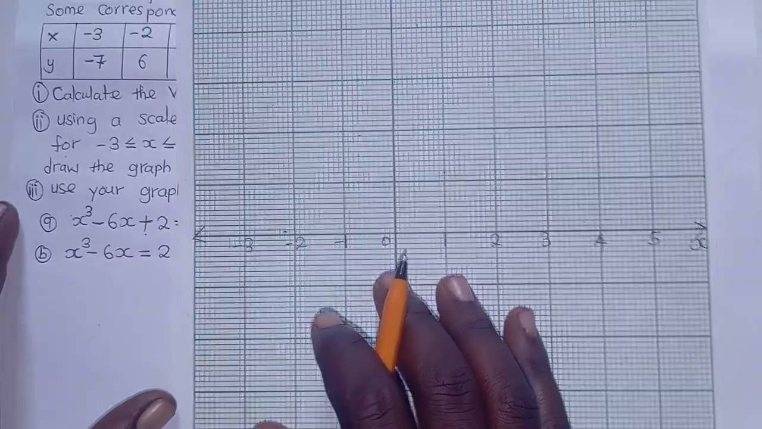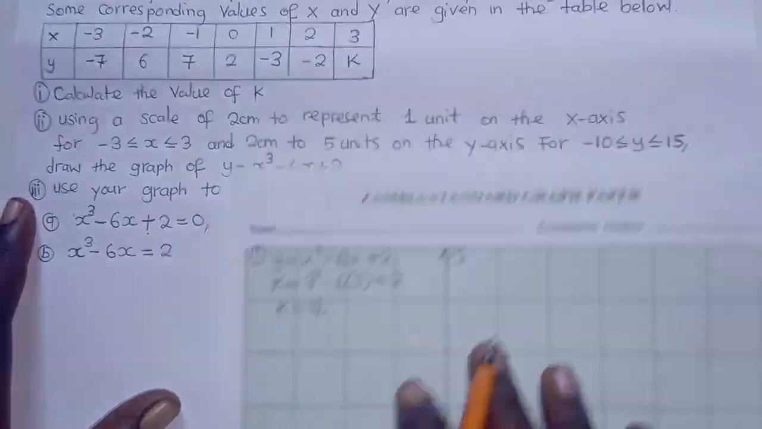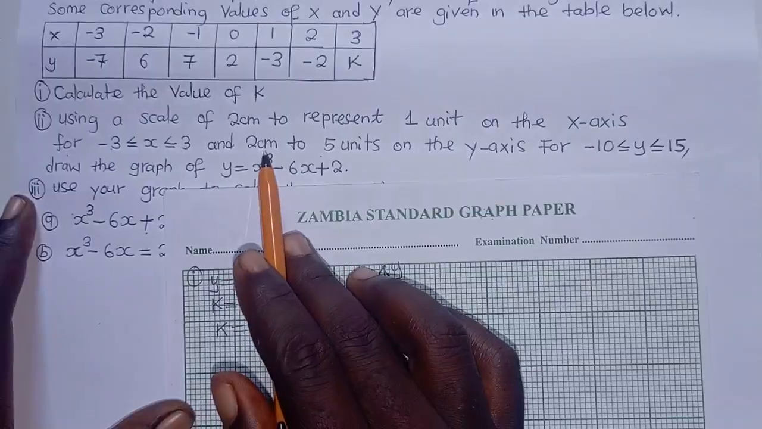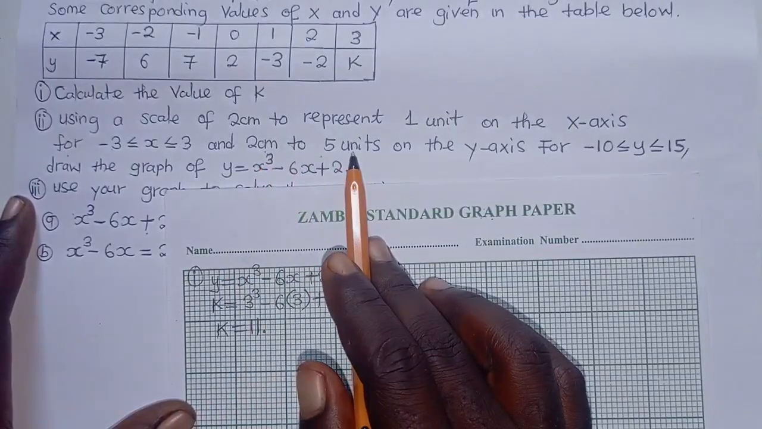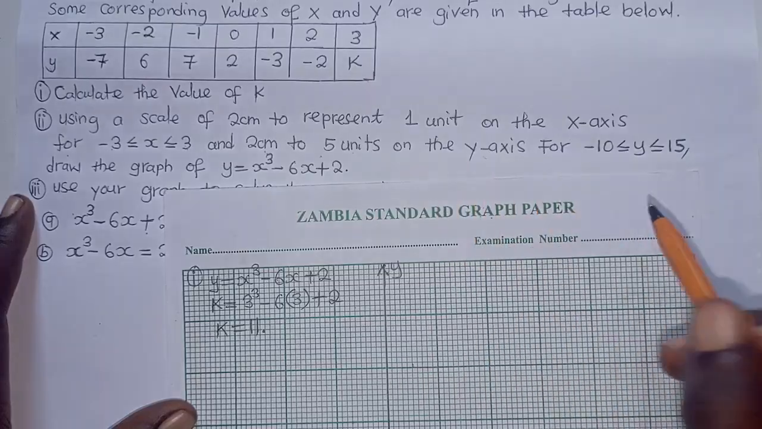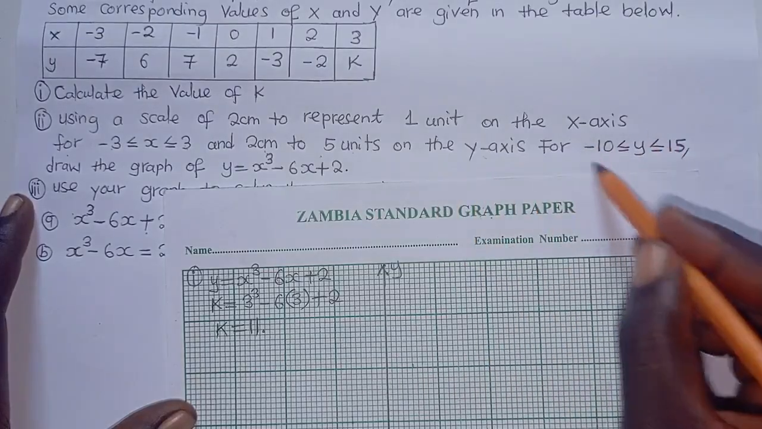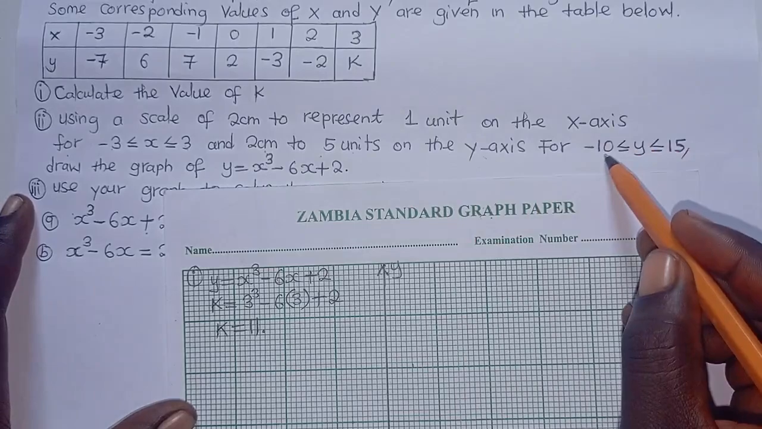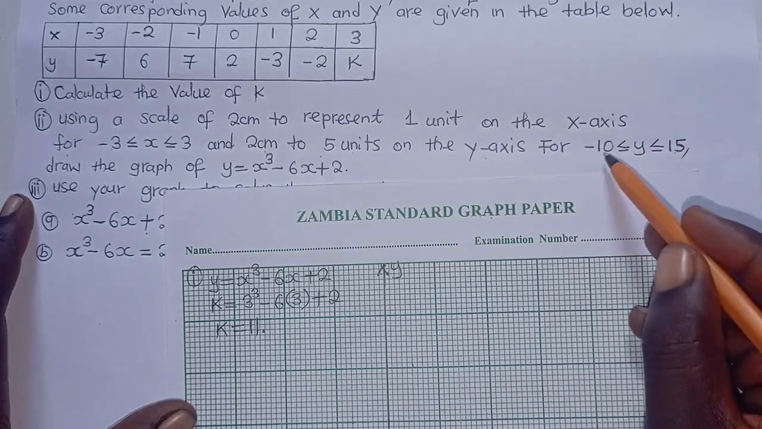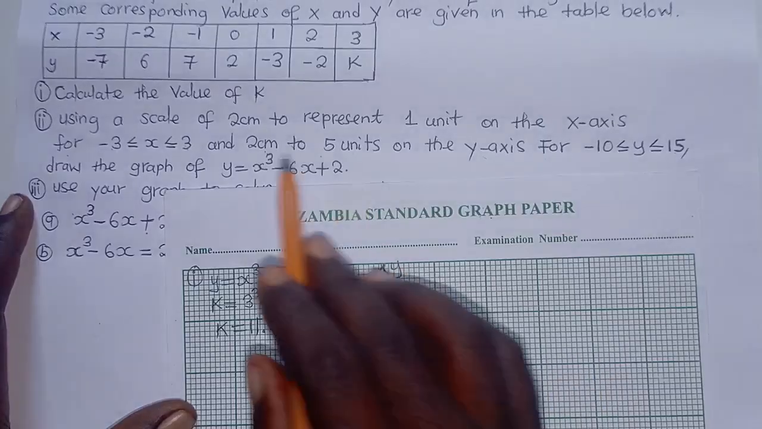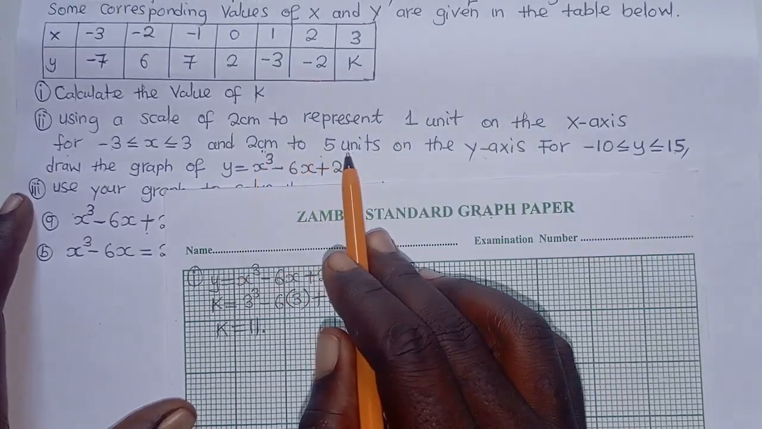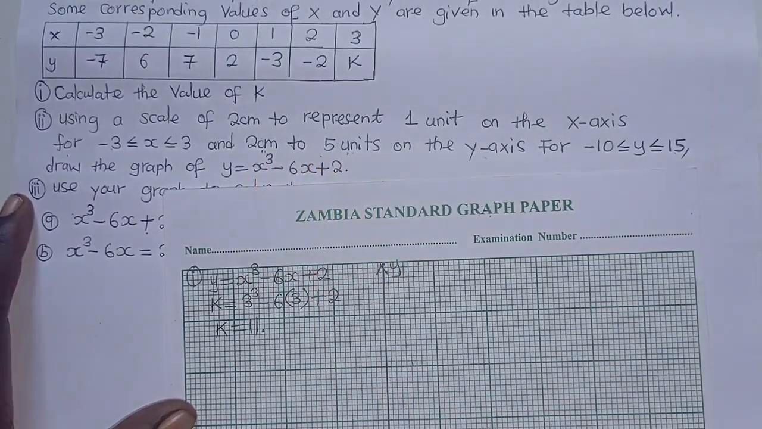After doing this, I now go to the y-axis. 2 centimeters to represent 5 units on the y-axis. 4, so this is the length. On the positives, I need to end up at 15. Negatives up to 10. 2 centimeters to represent 5 units, meaning you'll be moving in 5s.